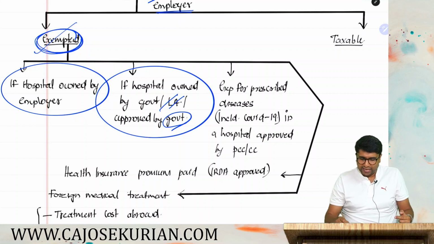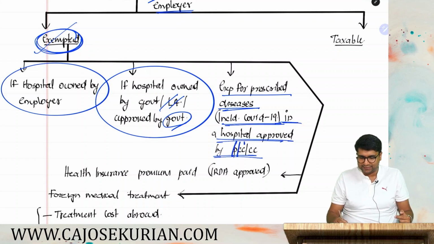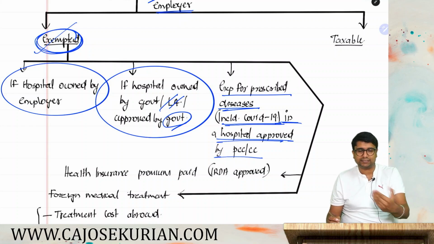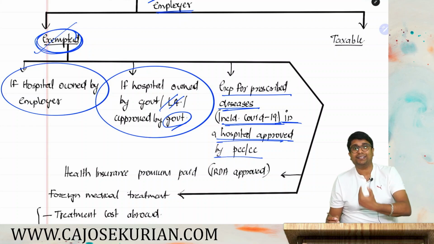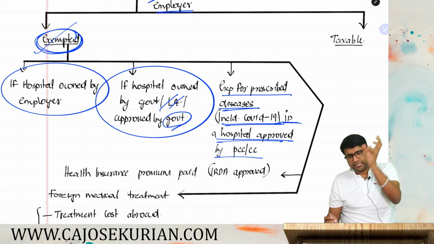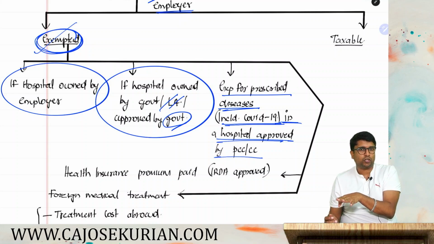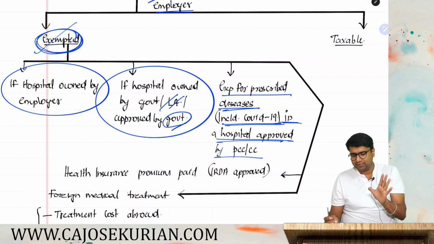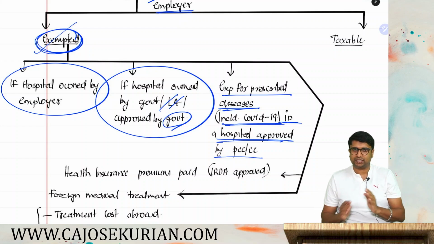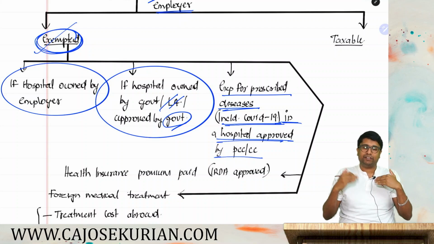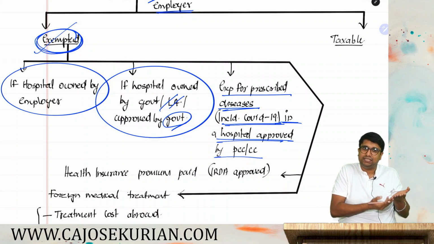Now, next one, expenses for prescribed diseases including COVID-19 in a hospital approved by the Principal Chief Commissioner or Chief Commissioner. PCC means Principal Chief Commissioner. CC means Chief Commissioner. So, for example, the employee has some prescribed disease, COVID-19, kidney disease, TB, cancer, etc. He has some prescribed disease, and for that disease, he underwent treatment in an approved hospital. Approved hospital means approved by the income tax department. Then, in such a case, whatever the treatment expenditure comes to, it shall be fully exempted, even if it is completely sponsored by the employer.